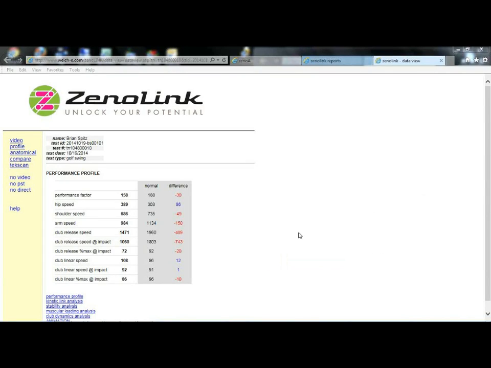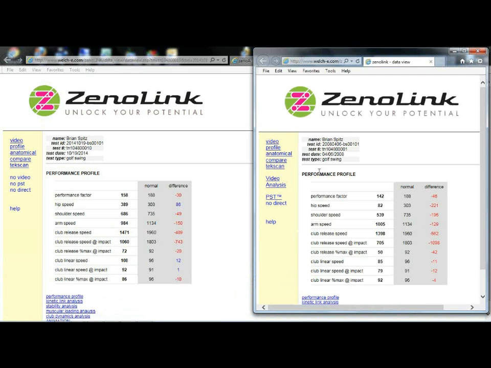The Zenolink data view analysis for Brian Spitz. This is for a test collected in October of 2014. We'll obviously review this data, but we're going to compare it to the last test in the account, from 2008, which is six years ago, quite a long time ago. I thought it would be very interesting to look at the differences and comparison, just for slightly better insight as to where Brian was six years ago and where we are today. So we'll take a look at that.